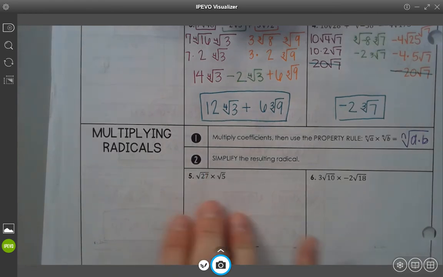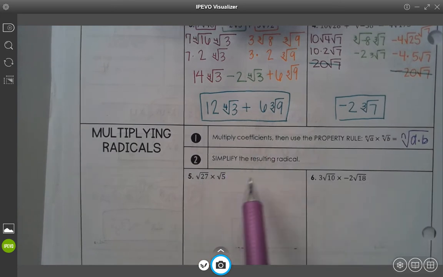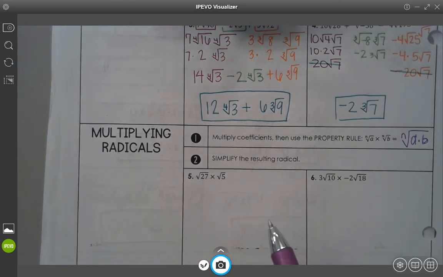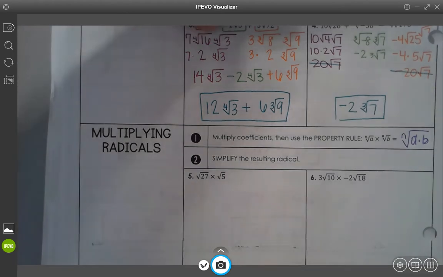If you have fairly large numbers to begin with, sometimes it's a little easier to simplify first and then multiply and then simplify again. Just because when you're working with big numbers, sometimes it's harder to find those perfect squares that go into it. And I'm talking like numbers in the thousands that you could possibly see.